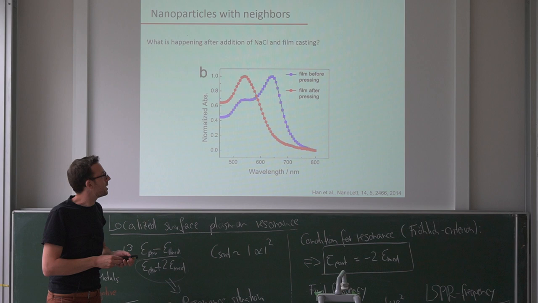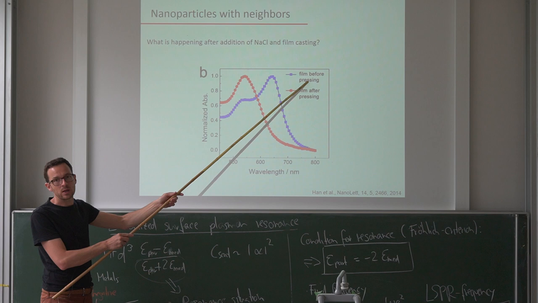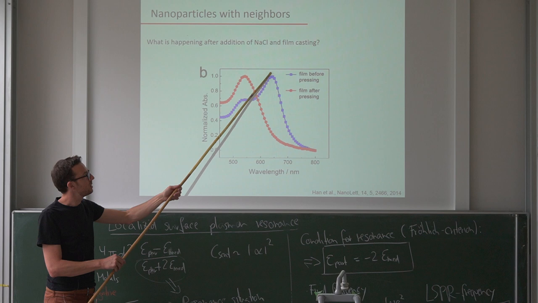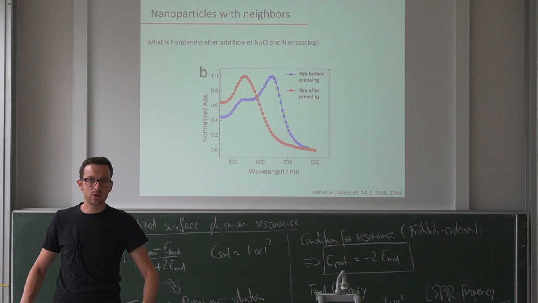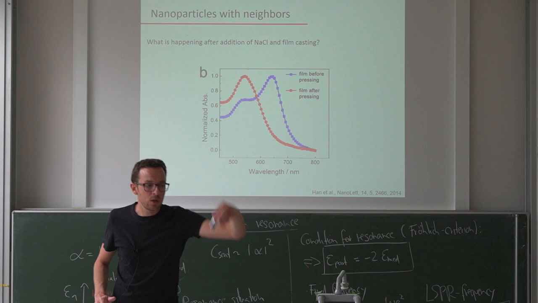You see, if you add salt, then we have this blue color. This is the film before pressing. And we see that instead of this one resonance, we suddenly have two resonances, and the primary, or the biggest, resonance is roundabout 600 to 700. This is this peak here. And if you absorb at 600 to 700, this is the red part of the spectrum, then what remains is the blue part, hence this solution looks blue.